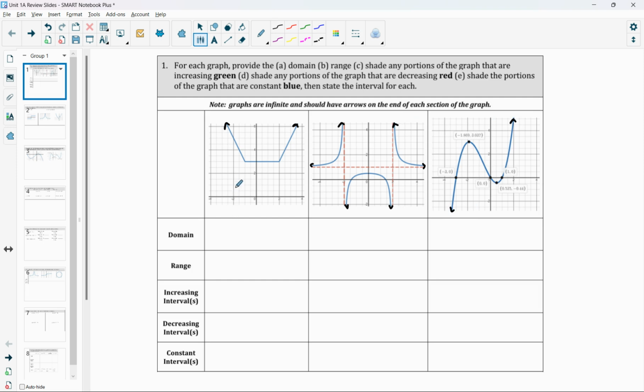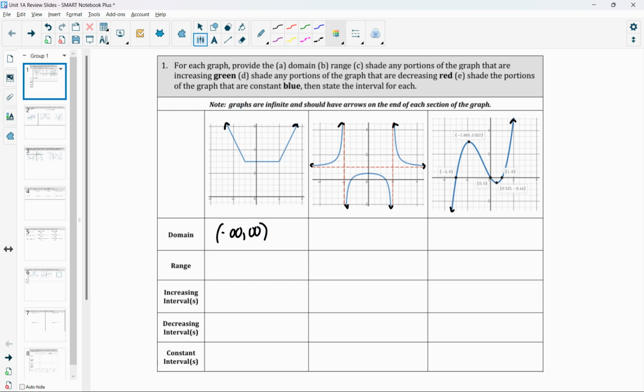In this first one, when we're talking about the domain, we have no breaks in this graph. So this blue part doesn't have any breaks, and it has an arrow to the left and an arrow to the right. So your domain is going to be negative infinity to infinity.